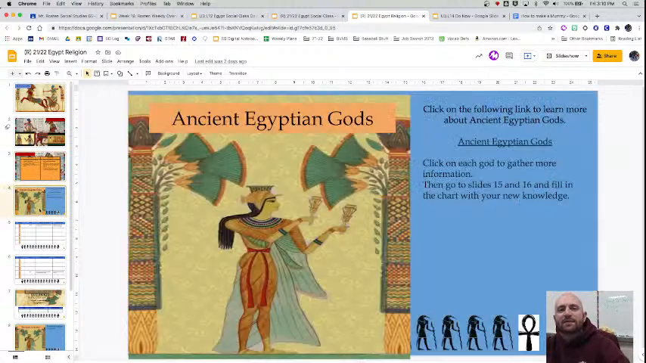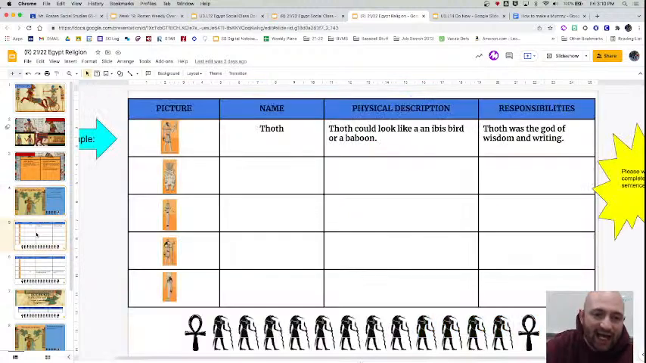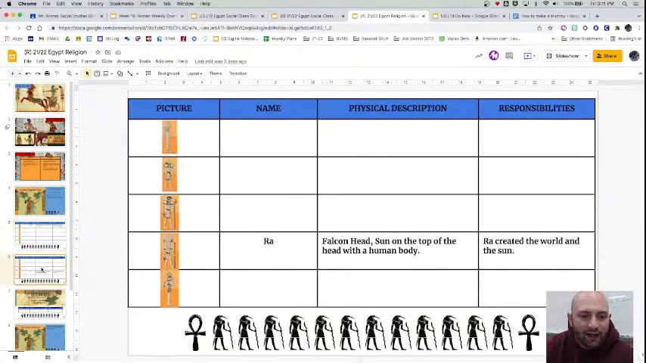Then we went into the Egyptian gods, right? And we know that when a civilization believes in multiple gods, they're polytheistic, right? Which means the belief in many gods. So we learned about the gods like Bes and Ra and Osiris. We learned about Isis. Who else did we learn? Thoth, just to name a few, right? So we did their name, their physical description, and what they're responsible for.